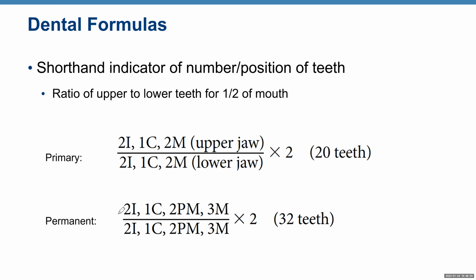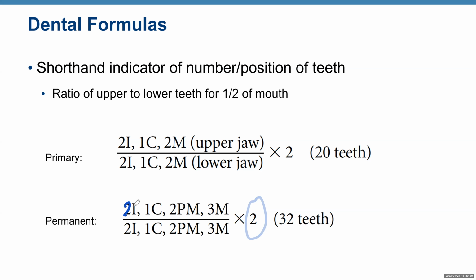So on the top you have half of the upper teeth, and on the bottom you have half of the lower teeth. So you multiply by 2 to get your total number of teeth. And the same for permanent. On the top, we have half of the upper jaw teeth, and on the bottom, we have half of the lower jaw teeth, and we multiply by 2.